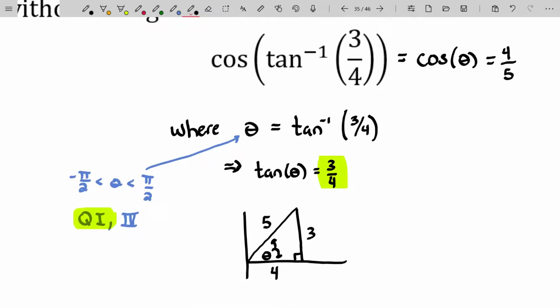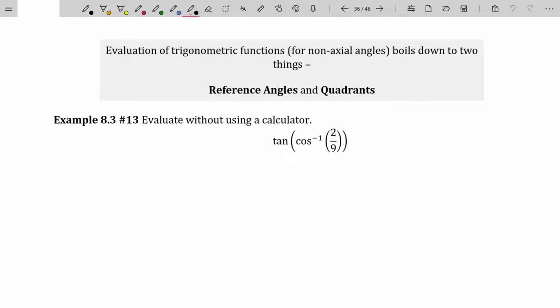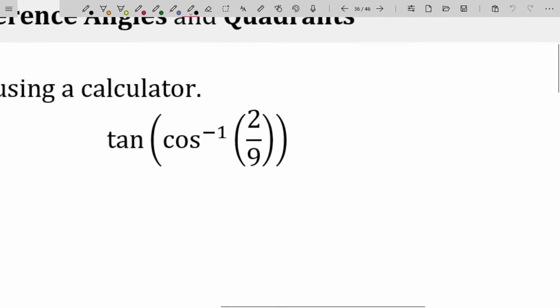Let's try another example. You can tell that I'm really trying to drive this point home because I have multiple similar examples. Usually I don't do this, but this is such an important idea that I want to drive the point home. And in fact, I re-recorded this video just to include more examples. So this is going to equal the tangent of some angle.